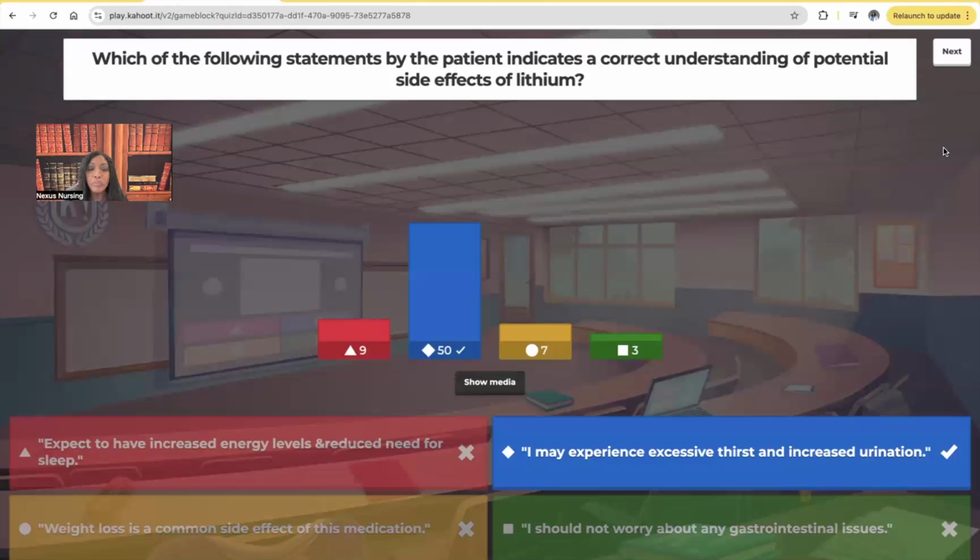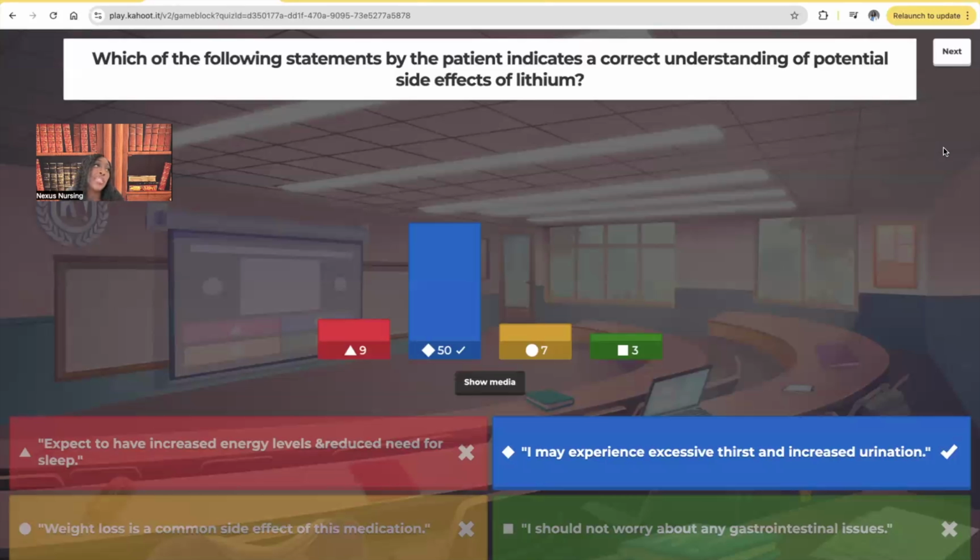Yes, you do. Next choice, weight loss is a common side effect. Because remember what lithium does, bring it down. So if anything, weight gain is a common side effect. And I should not worry about any GI issues. If you know anything about pharmacology, the two symptoms you'll see in almost every single med is going to be what? Nausea, vomiting, GI issues, right? So absolutely false. The only correct answer here is the polyuria, polydipsia. You do have to know that about lithium.